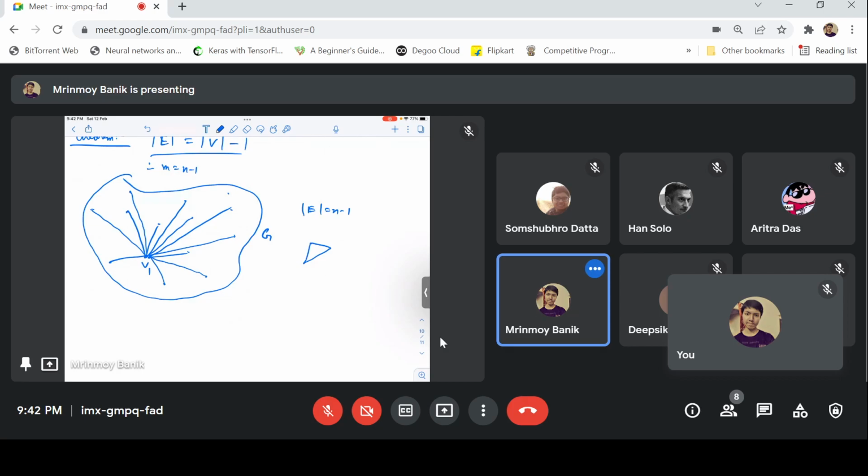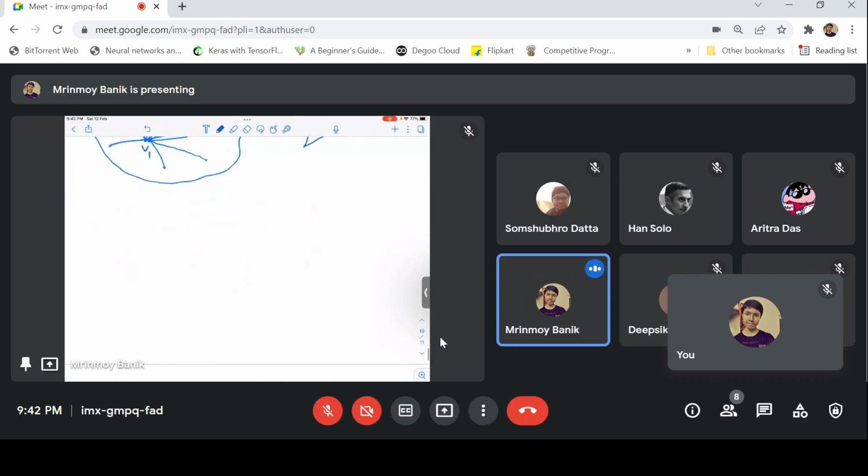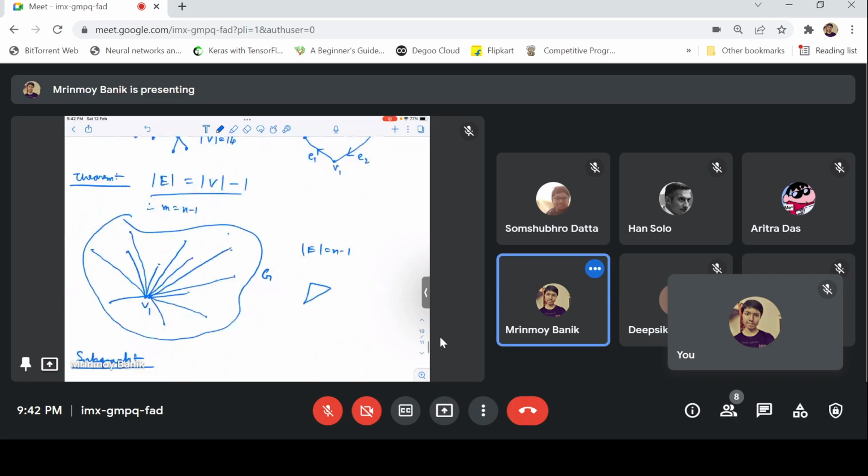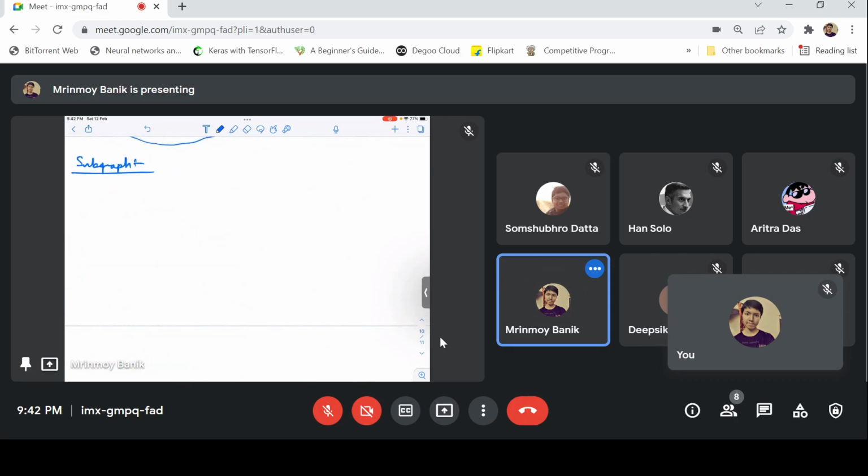Now, the next definition is that of a subgraph. So what is a subgraph? A subgraph is just this: if we have a graph G equals (V, E), and we pick a subset V bar of V and a subset E bar of E, then that ordered pair, if it satisfies a few conditions, will be called G dash, a subgraph of G.